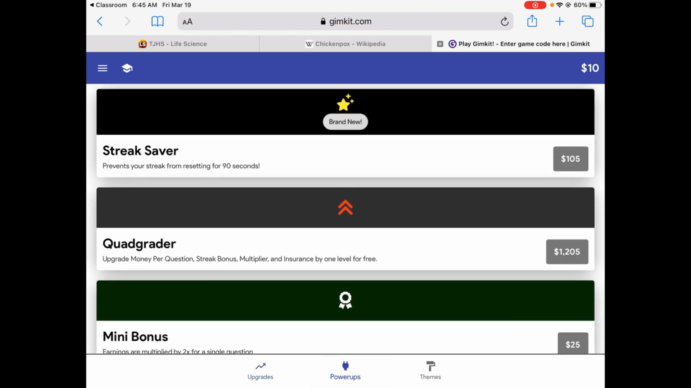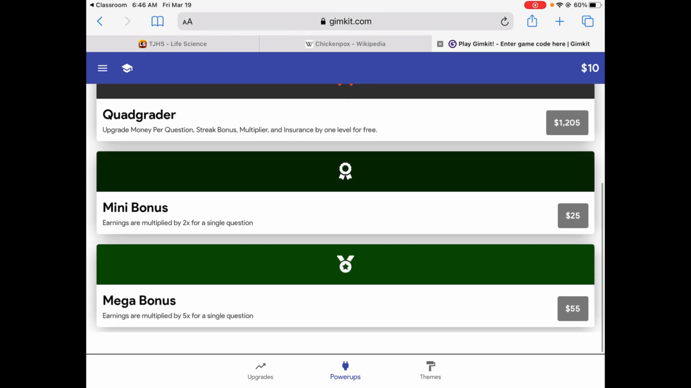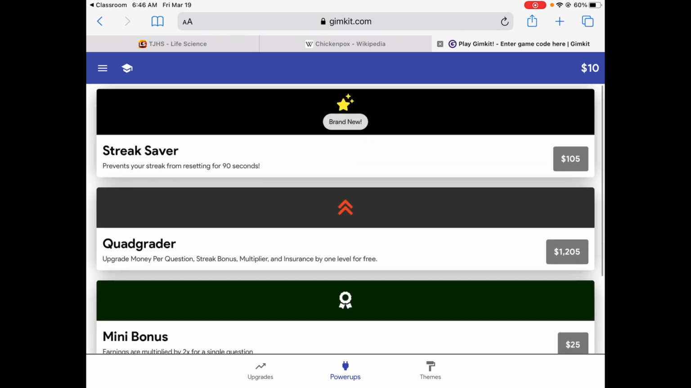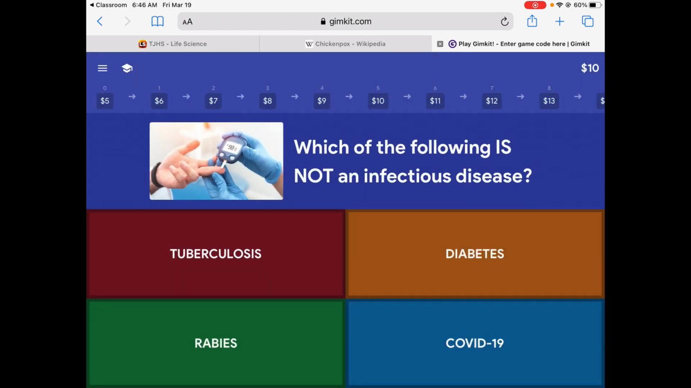We also have power-ups down here. And so the quad grader is very valuable, but not unless you're going for big things. But the mini and mega bonus are also super helpful. We're going to look at those in a bit. Streak saver means if you get one wrong, you don't lose your streak if you get another one correct in the next 90 seconds. So I'm going to go to questions.